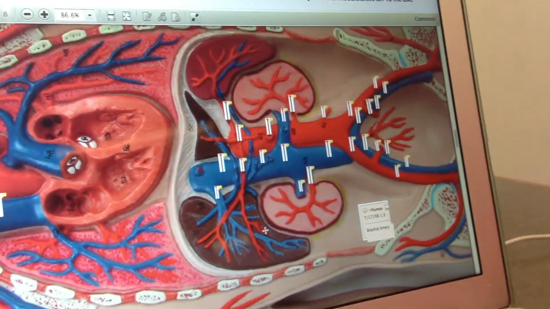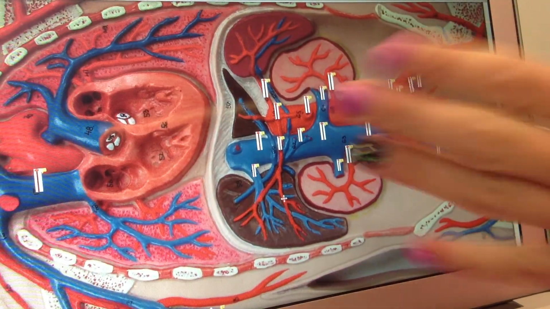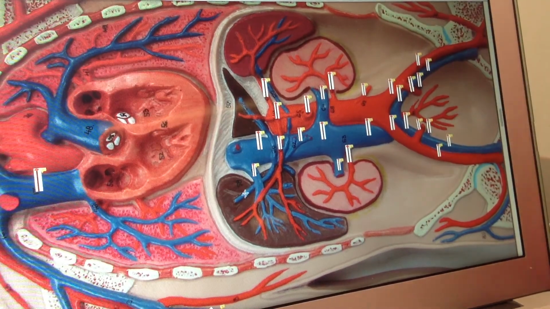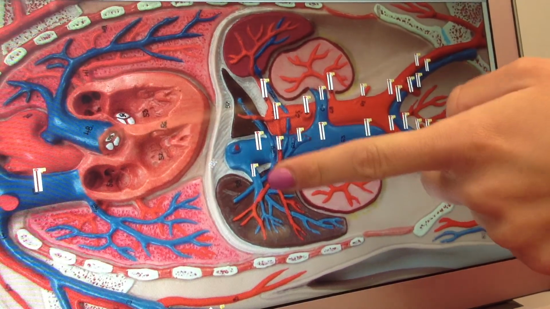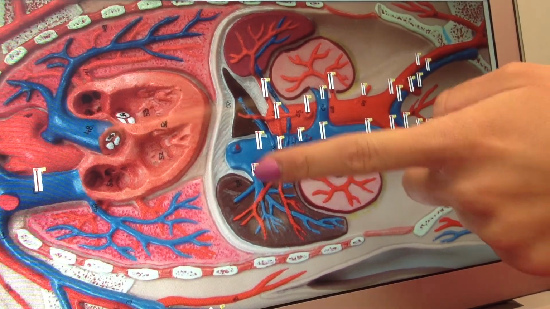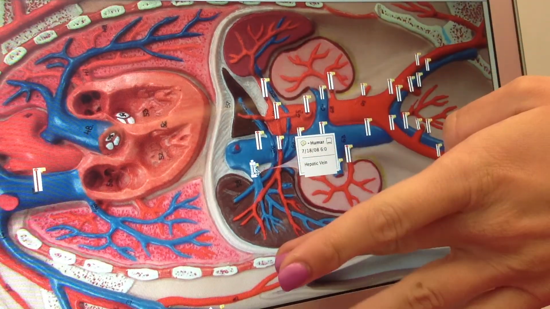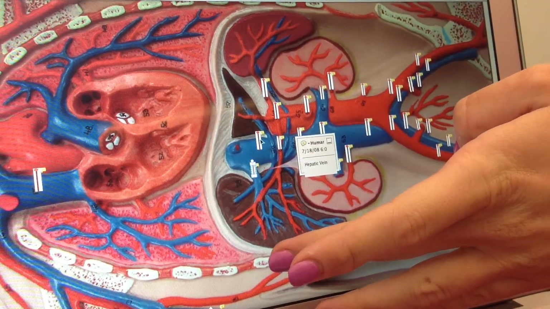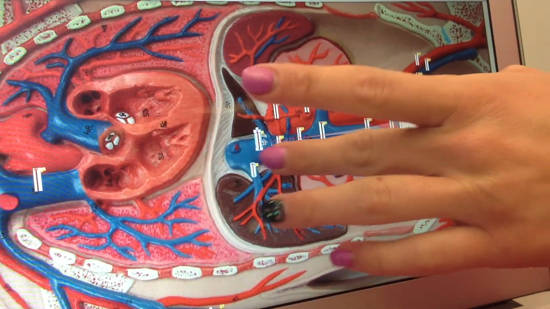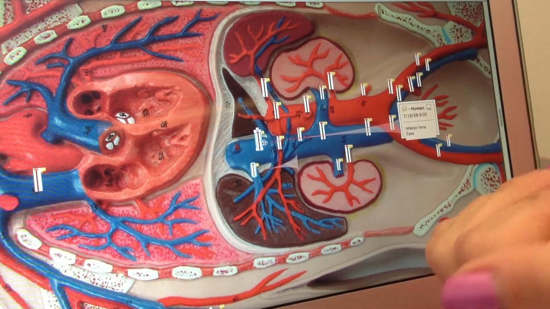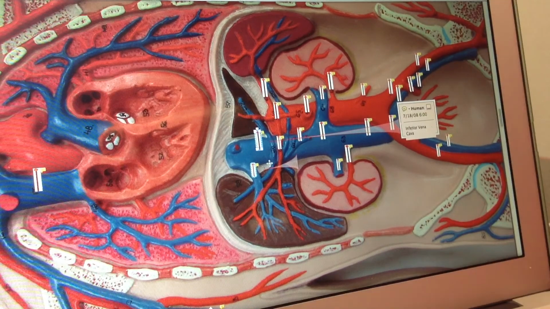So now we're moving down to the abdomen area. In the abdomen area, we're going to start off from the top and we're going to work our way down. So right over here, you see this blue trunk, and then you see this stem away from the trunk. The one that stems away right there is the hepatic vein. This trunk part right here is the inferior vena cava.